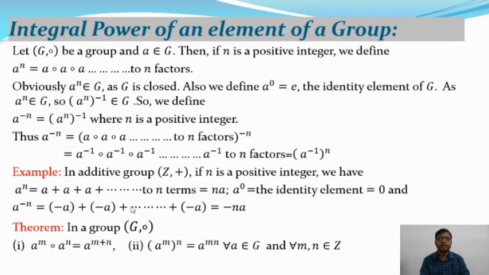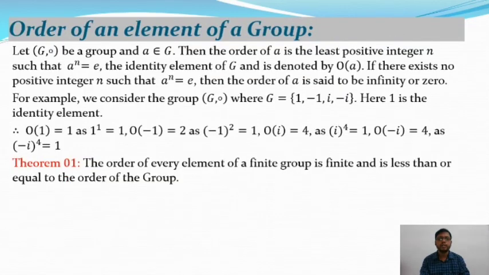After that we will discuss the order of an element, or define the order of an element of a group. Let G with composition be a group and a be an element in G. Then the order of a is the least positive integer n such that a to the power n is equal to e, where e is the identity element in G, denoted by order of a. If there exists no positive integer n such that a to the power n is equal to e, then the order of a is said to be infinity or 0. So this is called the order of an element of a group.